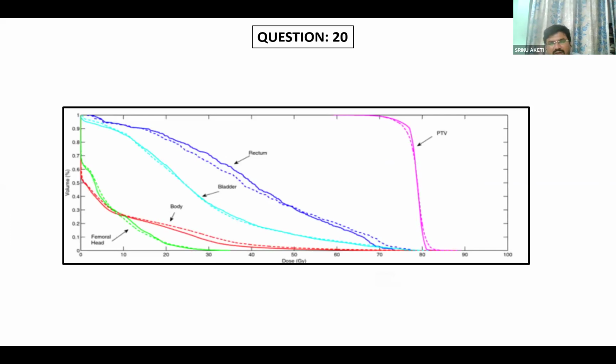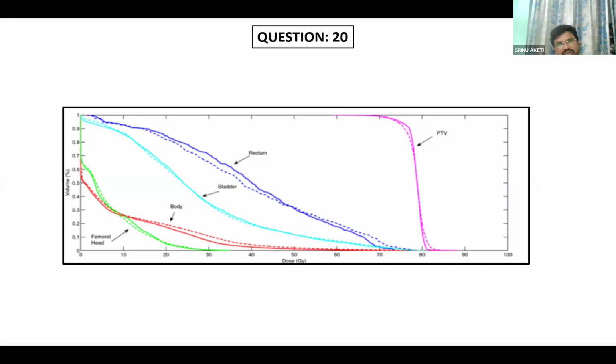Next. Can you say something about this one? Dose volume histograms, sir. Very good. And it's a cumulative dose volume histogram, sir. Okay. Actually, these show the radiation dose distribution across the defined volume, how much the target and the OARs are receiving.